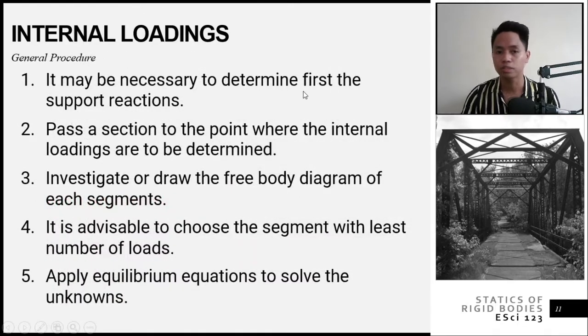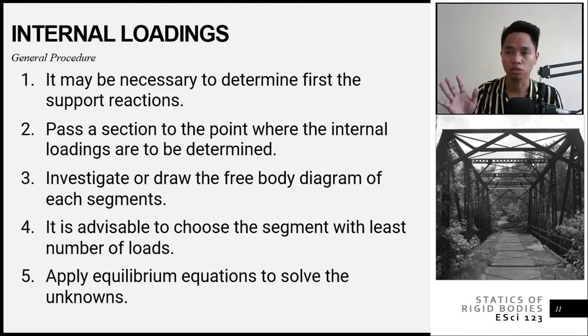So let's proceed with the general procedure. First is support reactions, you go there always. But not all the time, because sometimes it is not necessary. For example, with a cantilever beam, you usually choose the member side without reactions, the overhang, so you no longer need to solve for support reactions. But for simply supported beams and other beams, it is really necessary to solve for the support reactions.